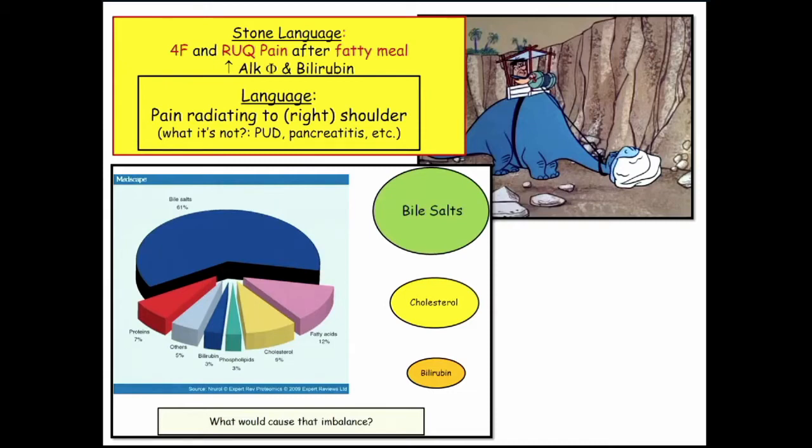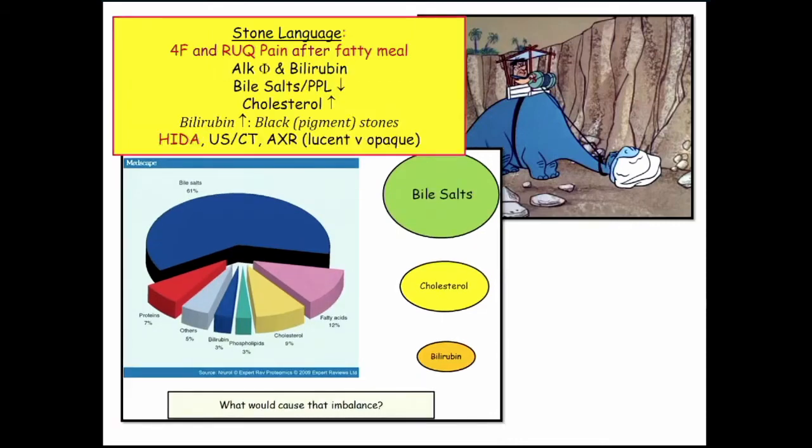So pain in the right upper quadrant or radiating to the shoulder, transmitted by which nerve? Yeah, the phrenic nerve, diaphragmatic irritation, phrenic nerve as opposed to the intercostals, which give pleuritic, focal chest pain. So phrenic nerve to the right shoulder. That's very specific language, and we already talked about bile salts, phospholipids, cholesterol.